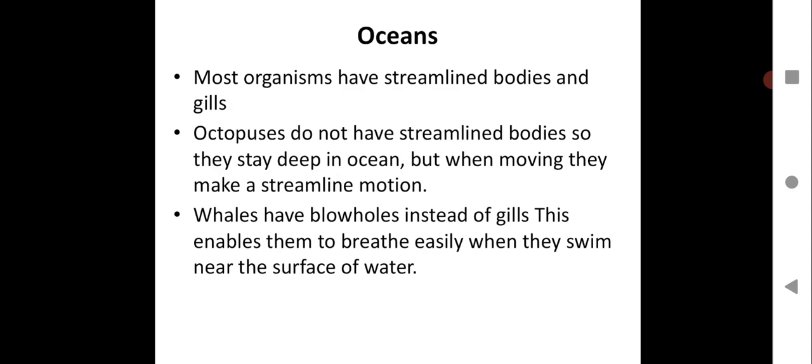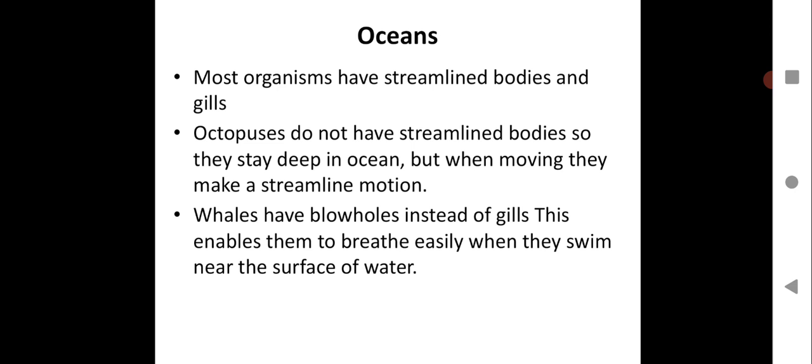In oceans, most organisms have streamlined bodies and gills. So now under marine habitat, we are learning how living creatures survive in oceans. They have streamlined bodies so that movement becomes easier in water, and the fishes have gills for respiration. Octopuses do not have streamlined bodies, so they stay deep in the ocean, but when moving they make a streamlined motion. So this is how they move.